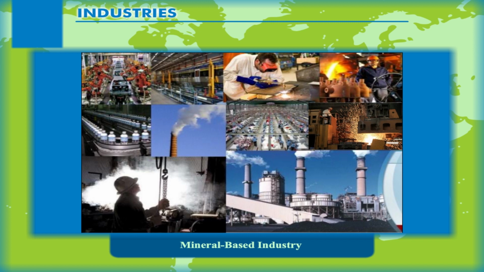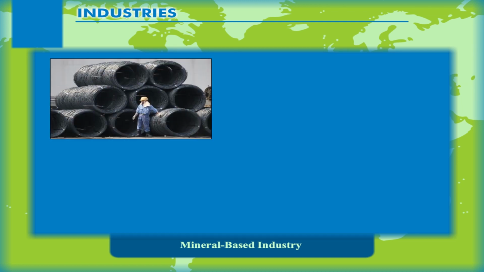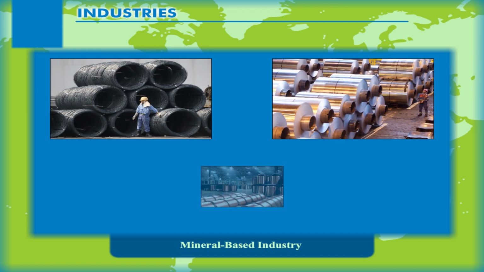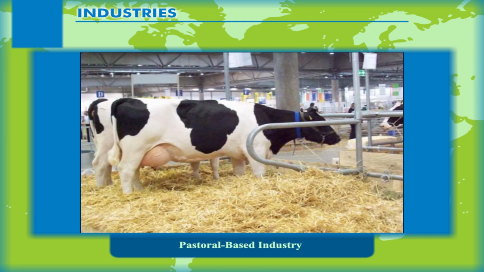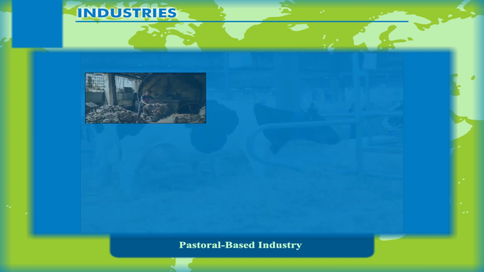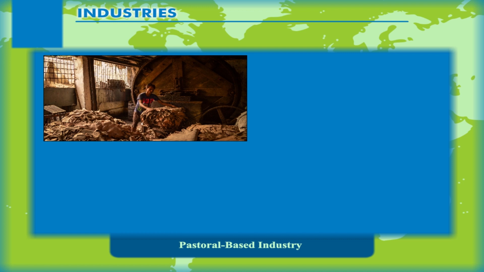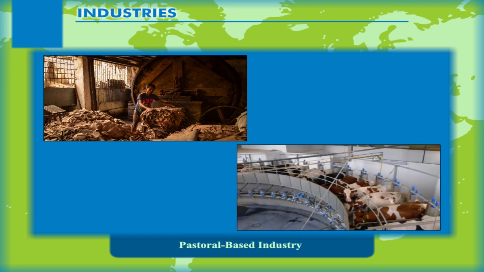Mineral-based industry: such industries derive their raw materials through mining. Examples are iron and steel, aluminium and copper industries, etc. Pastoral-based industry: such industries derive their raw materials from animals or animal products. Examples are leather goods industry, dairy industry, etc.